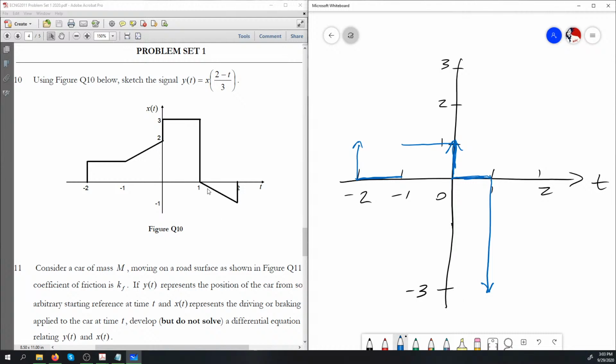So the gradient of this falling line here is negative 1, and we just represent this accordingly as our differential value.